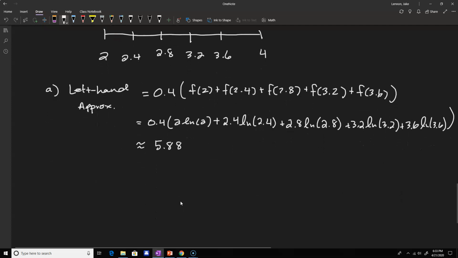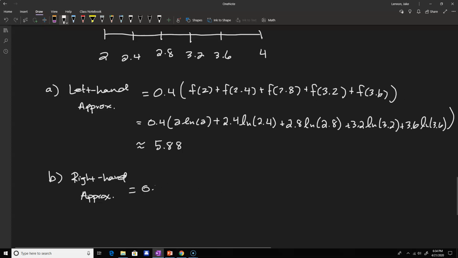So let's go ahead and look at the right-hand sum. Now, usually you don't have to write down all of these different values, but I'm just doing it for completeness. But what is the difference going to be between doing the left-hand sum and the right-hand sum? Well, basically, the first term, f of 2, is not going to be used, and instead I'm going to be adding an extra term, f of 4.